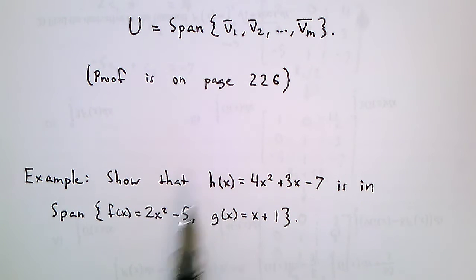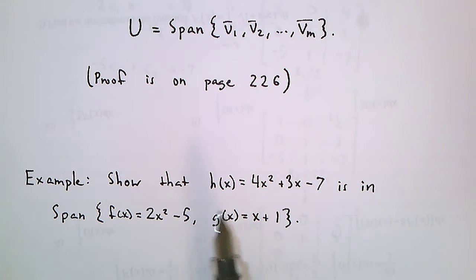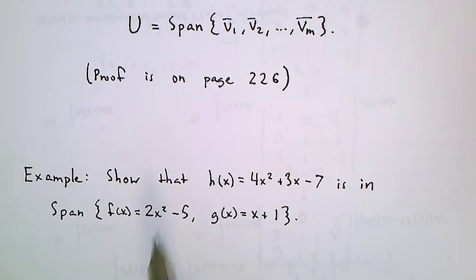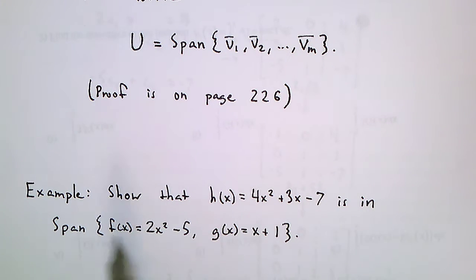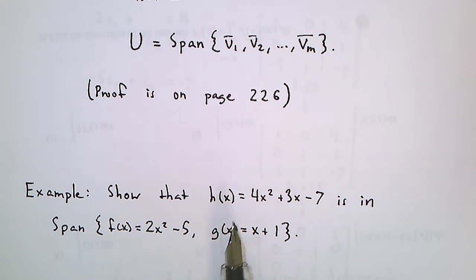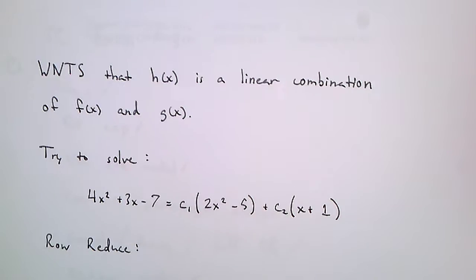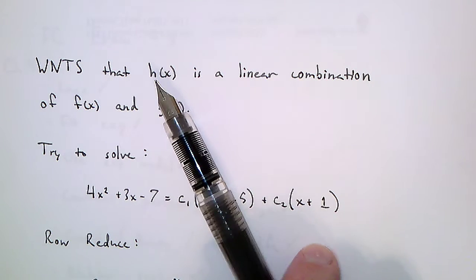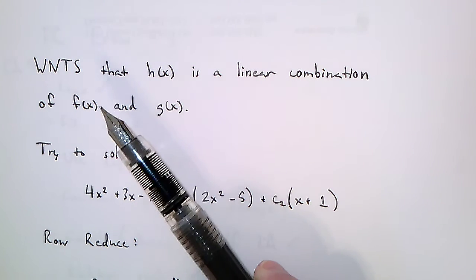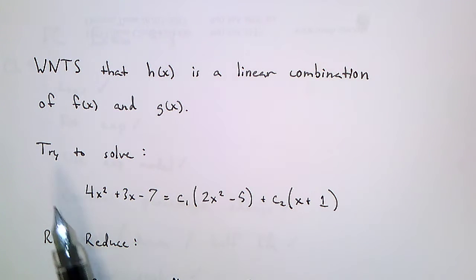So we have to think back to the definition to figure out what this means. I have to show that this vector is a member of this subspace. And in order to be in this subspace, that means you have to be a linear combination of the two given vectors. That's how this is defined. So what we need to show is that h of x, our vector, is a linear combination of f of x and g of x. So that means we need to set up an equation and try to solve this one.